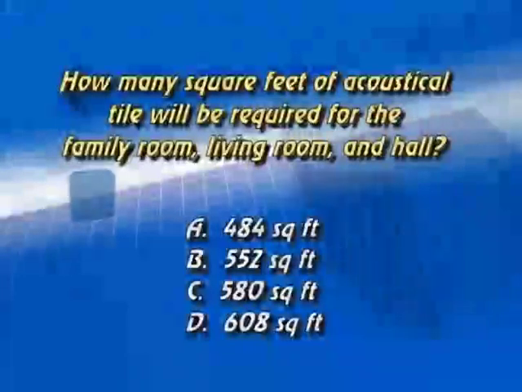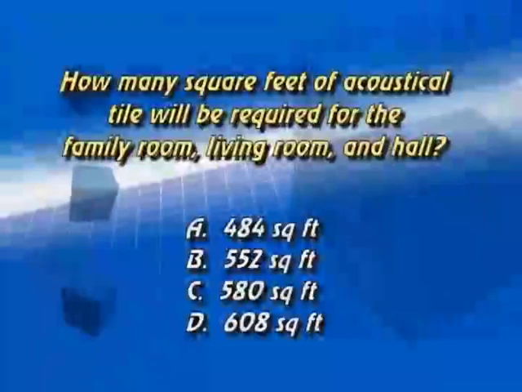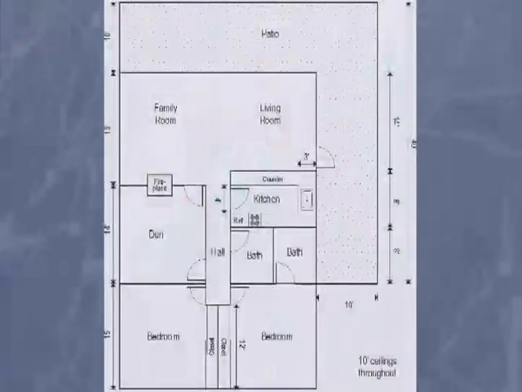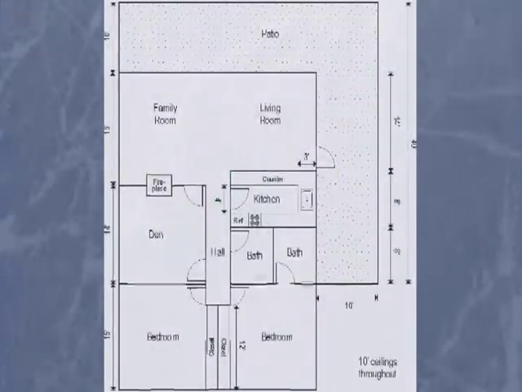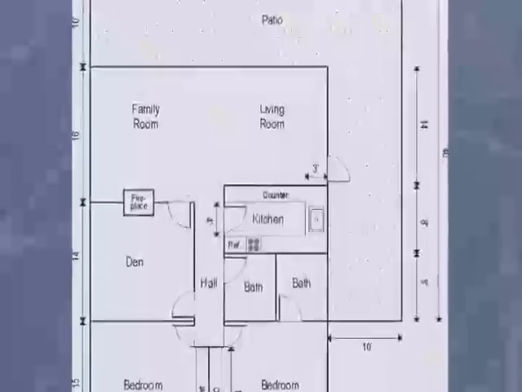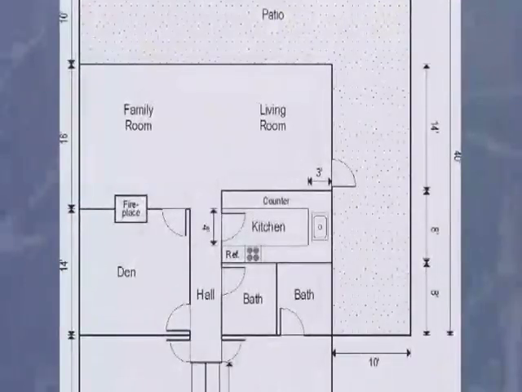Number 4. How many square feet of acoustical tile will be required for the family room, living room, and hall? Now, of course, the acoustical tile is going to go right on to the ceiling, which is the same square footage as the floor. So we simply have to figure out what is the square footage of the floor. Let's start with the family room, and then the living room, and then the hall. We know that one dimension of the family room is 16 feet. That's on the left-hand side of the page, or the west side of the house.